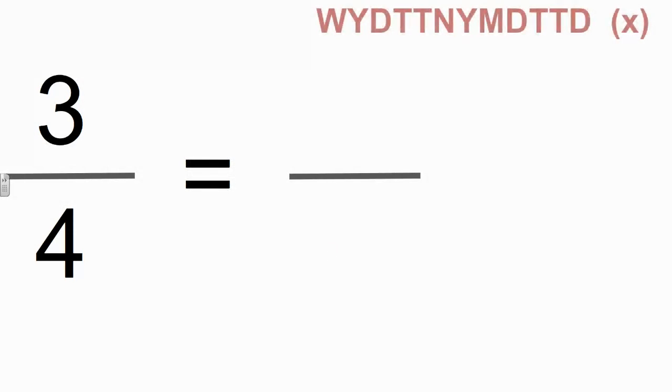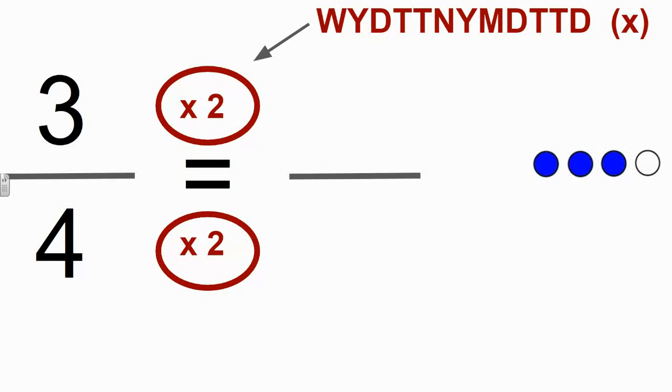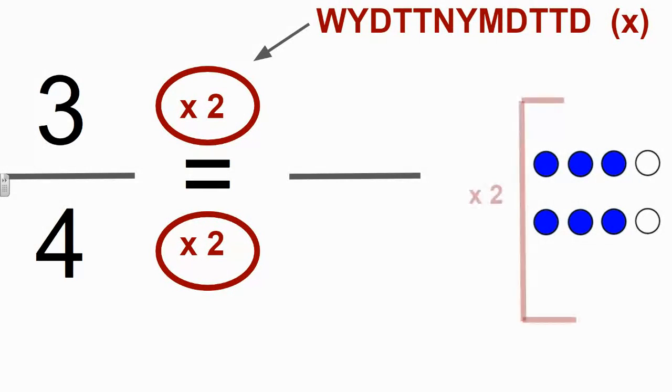Let's say I have 3/4 and I'm going to pick my Watutamudud this time. Whatever I do to the numerator, I'm going to do to the denominator. I'm going to pick times 2. And if I'm going to do that to the 3, I'm also going to have to do it to the 4. So that means 3 out of 4 shaded, 2 times. So now I have 3 times 2, which is 6 total shaded.